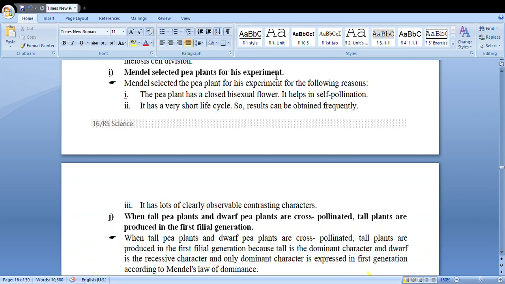Mendel selected the pea plant for his experiment because the pea plant has closed bisexual flowers. It helps in self-pollination. It has a very short life cycle, so results can be obtained frequently. It also has lots of varieties with observable contrasting characters.